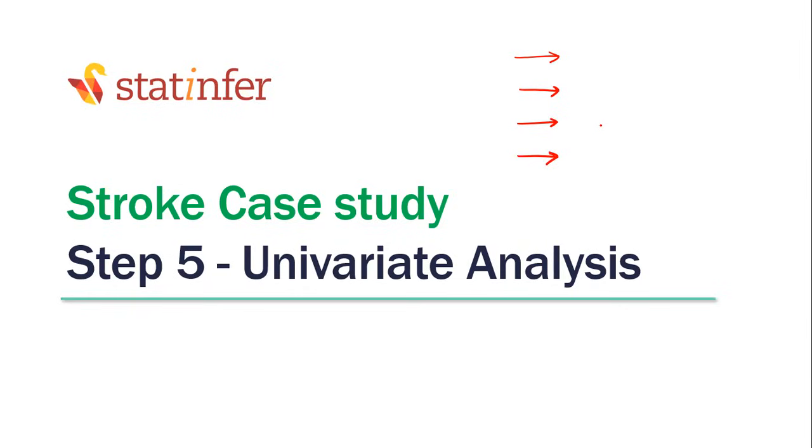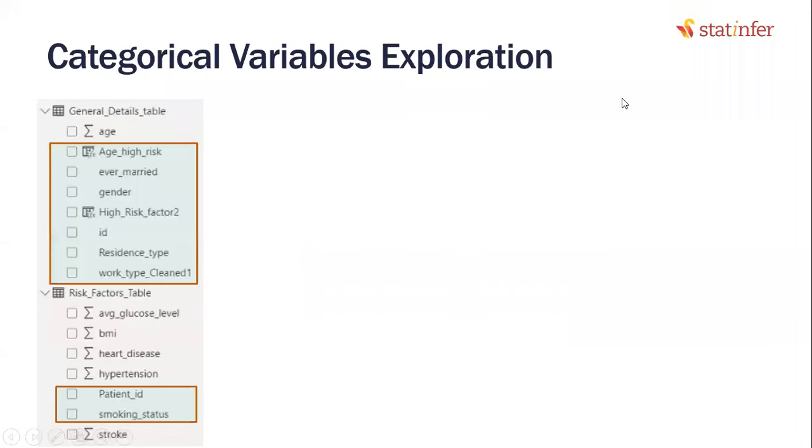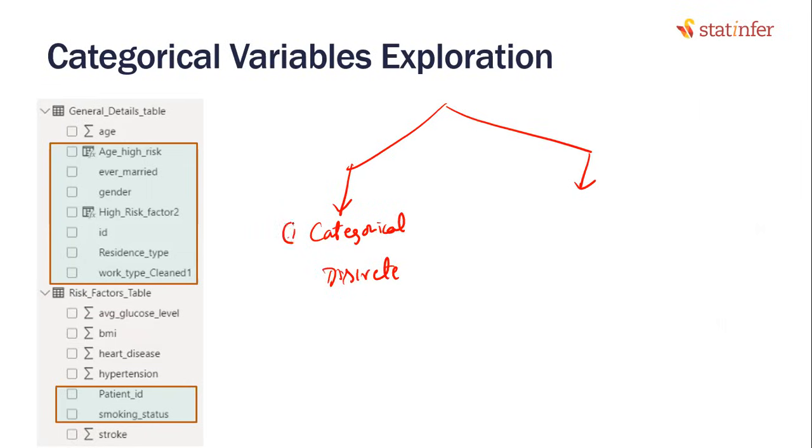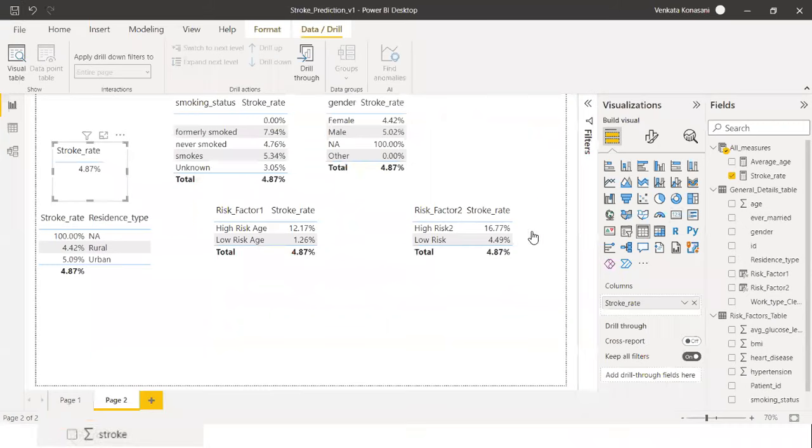Now let us get started with univariate analysis. Univariate is one variable at a time. Within univariate analysis, there are two types of analysis that we are going to do. If the variable is of the type categorical or discrete, these two types of variables, we will have one type of treatment. If the variable is continuous, if it is of the third type, then we explore them slightly differently. Let us see that process.